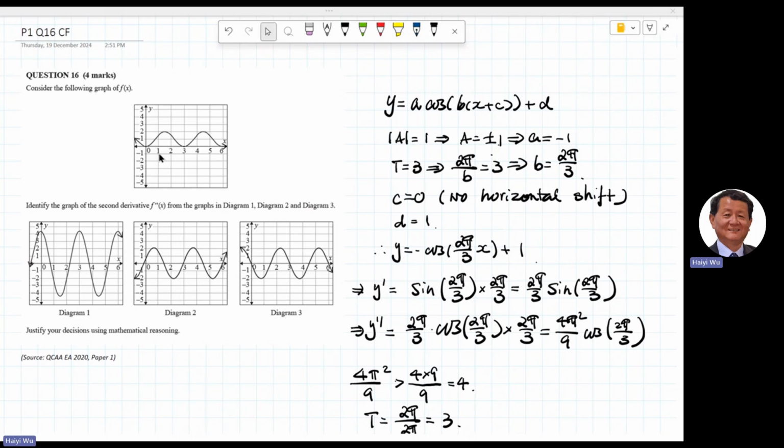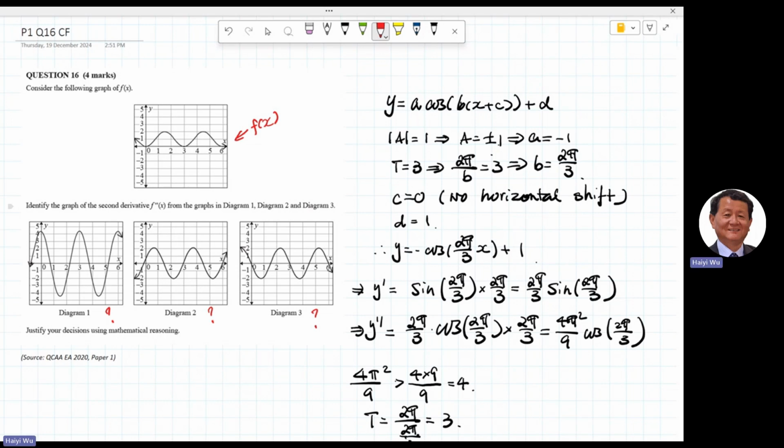We have f(x), and the graph is periodic, so we don't know what the function is. We want to find the double derivative, and we have three scenarios: diagram 1, diagram 2, or diagram 3. So this is the original f(x). We want to find the function f(x) first, then do the double derivative.